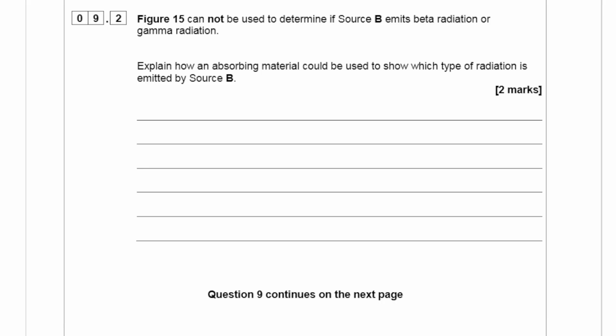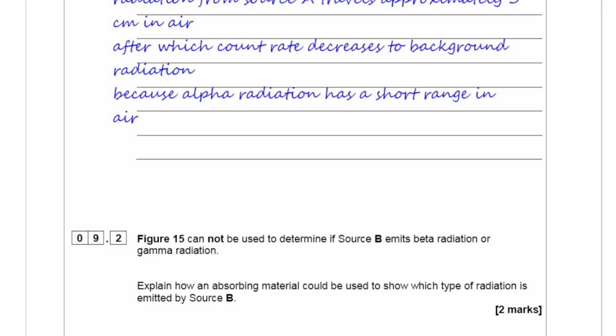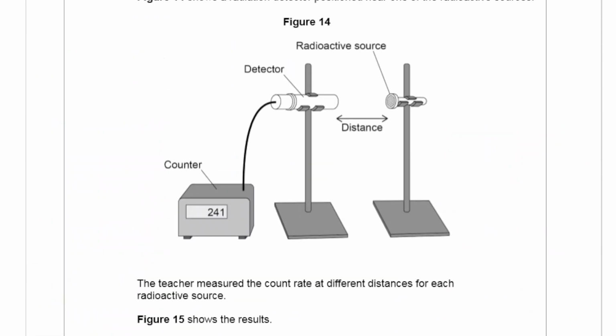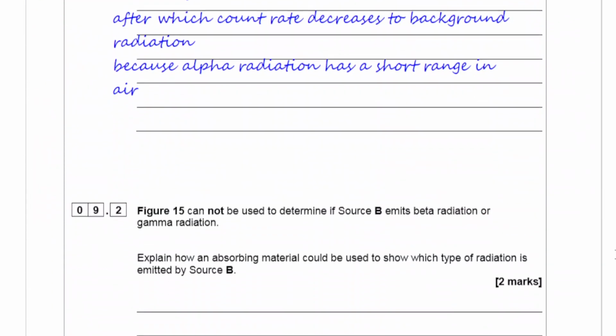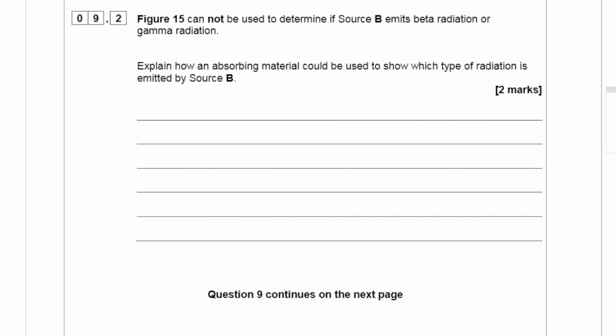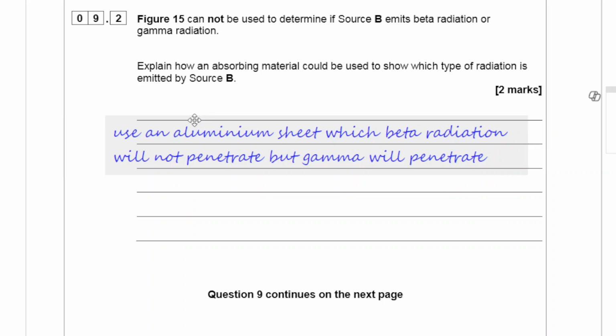Explain how an absorbing material could be used to show which type of radiation is emitted by source B. Now, if you place a thin aluminium sheet in between the source and the detector, then if the radiation level drops to zero, that means it is giving out beta. If not, then it's giving out gamma. Use an aluminium sheet which beta radiation will not penetrate, but gamma will penetrate.